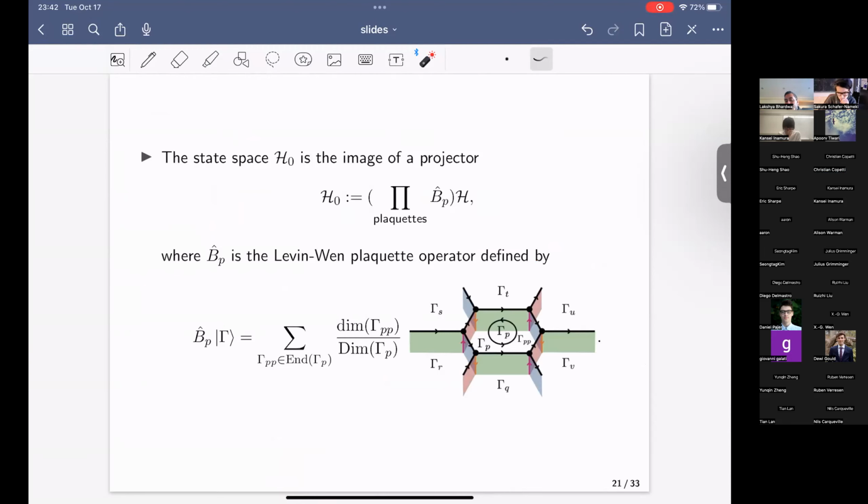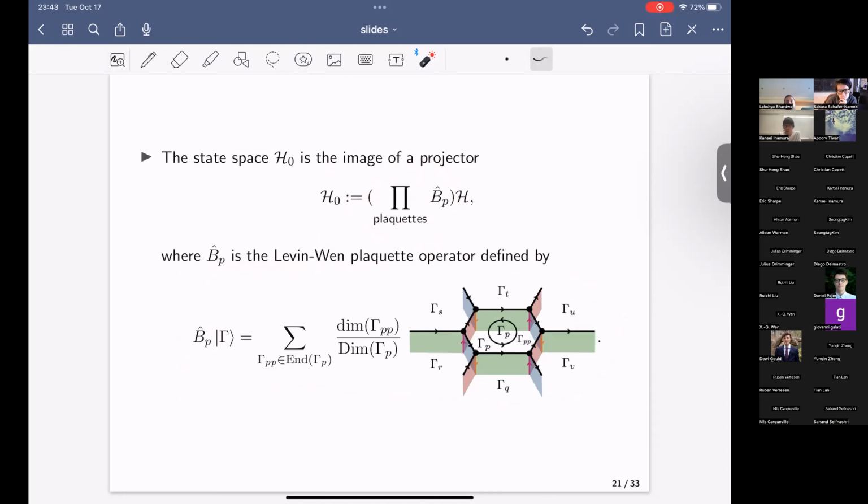So the state space of our model is obtained by applying some projectors to the original vector space H. This vector space H0 is a subspace of H such that the local operator BP is equal to 1 on all the plaquettes. Here BP is a local projector. Actually, this is a Levin-Wen plaquette operator that is defined by this diagrammatic equation. It is easy to see that this Levin-Wen plaquette operator is a local commuting projector, and therefore this expression makes sense.